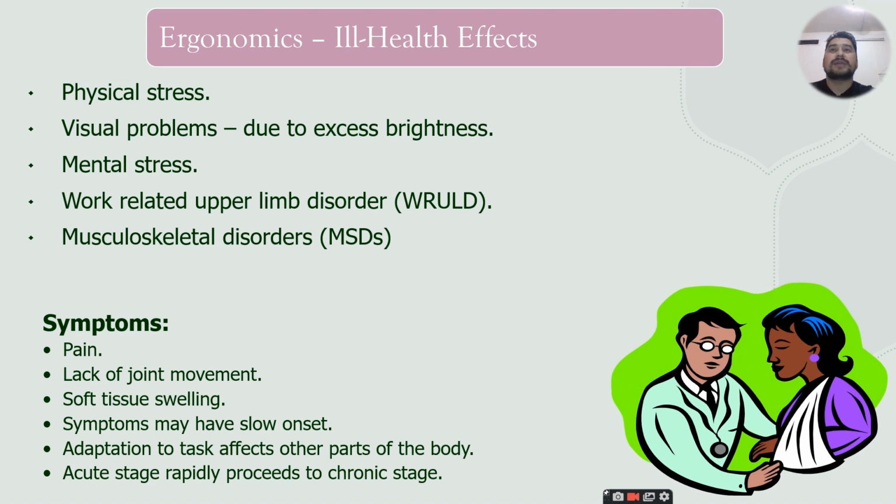Ergonomic ill health effects. What are the ergonomic ill health effects that will come up? The ill health effects are physical stress on the body, back pain, and certain other effects. Visual problems due to excess brightness. People can't see properly and need to strain their eyes. Mental stress. Every time they have to do the work because of the visual problems or physical stress, that will affect mental stress also. Work-related upper limb disorders and musculoskeletal disorders. These are the ill health effects of ergonomics.